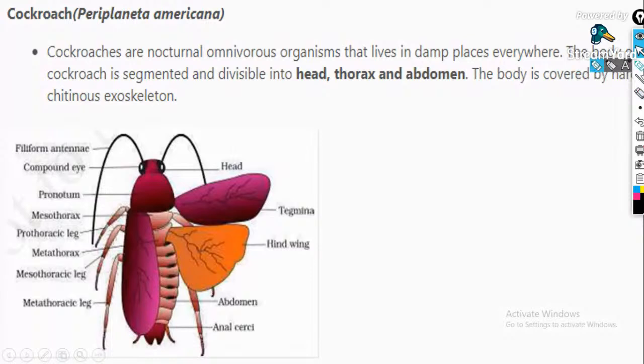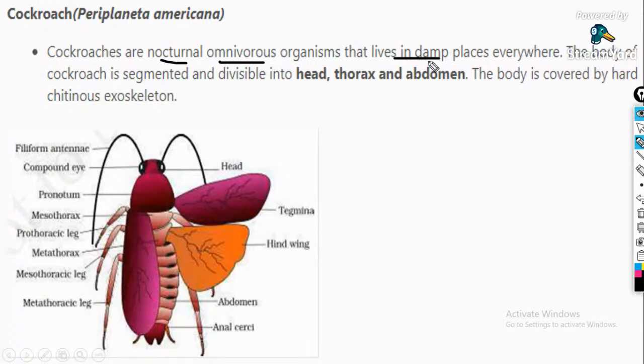So we have a glance of the cockroach. Yes. The cockroaches are nocturnal omnivorous organisms that live in damp places. The body of the cockroach is segmented, divisible into head, thorax, and abdomen. Their body is covered by a hard chitinous exoskeleton.